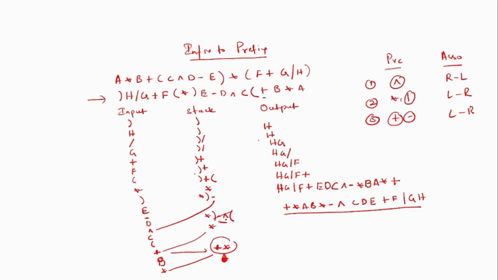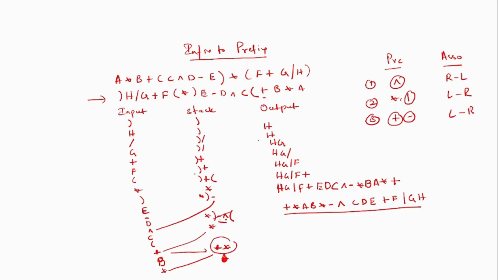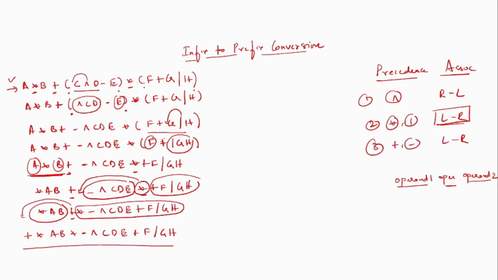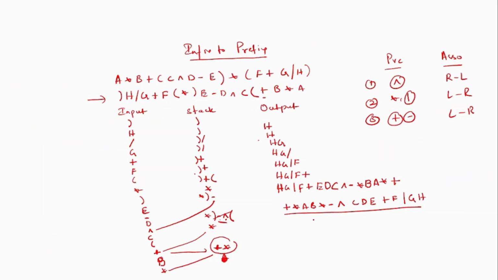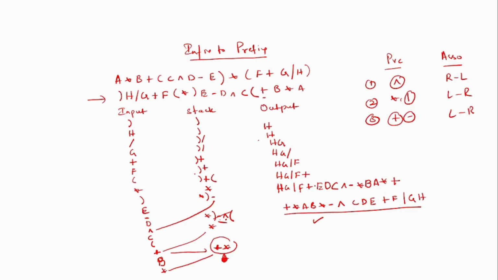Now let us check with the previous expression. So plus star AB star minus exponential, right? Same thing, CDE plus F by GH. F by GH is exactly the same as what we have done with the direct method. So our conversion is exactly right. So you can pause the video and you can check this prefix expression is exactly the same as this expression using stack. You can just pause the video and check it out, right?